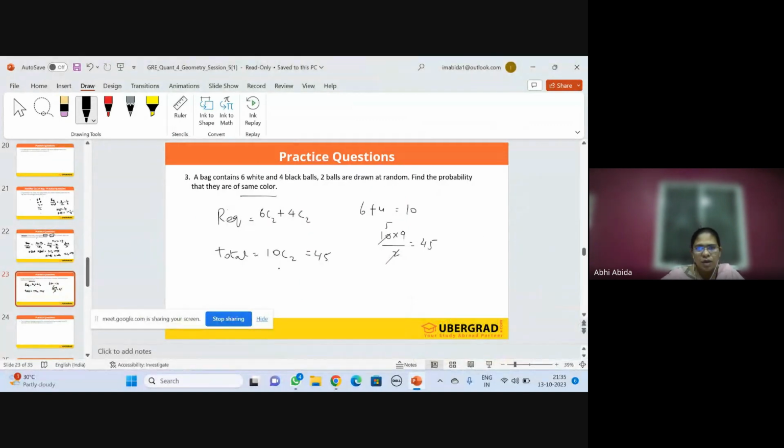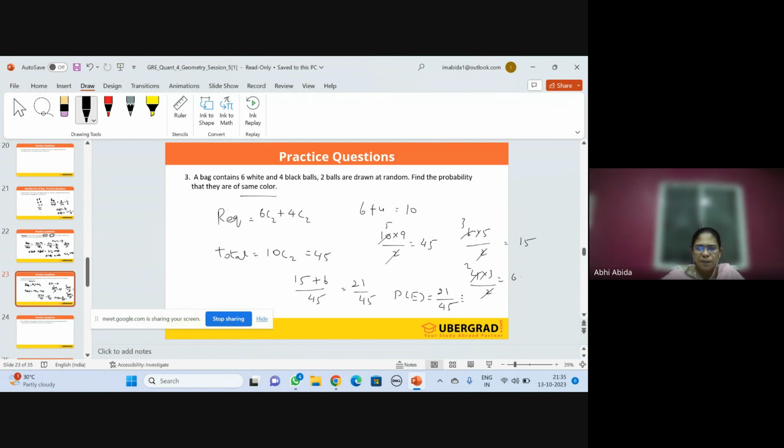So what is this here? 6C2. What is 6C2? 6 into 5 by 2, so it will be 15 here. And what is 4C2? 4 into 3 by 2, 6 here. So putting all this together, 15 plus 6 by 45. 15 plus 6 is 21 by 45. So the probability of the event will be 21 by 45.